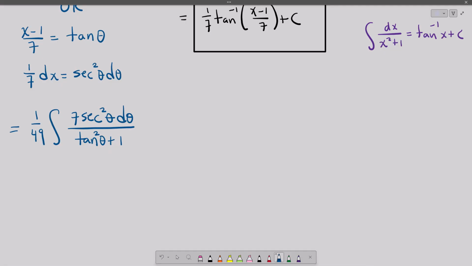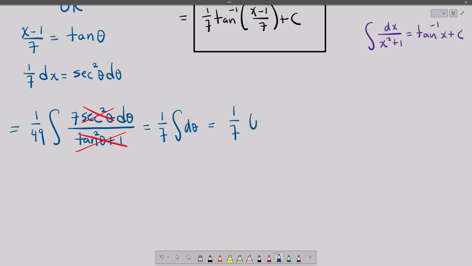And what is tangent squared plus 1? Secant squared, right? Tan squared plus 1 is secant squared. That's our classic Pythagorean identity. We extend here, come down. This side is tangent theta. This hypotenuse is secant of theta. And that distance across there is 1 because we're on a unit circle. So 1 plus tan squared is secant squared, Pythagorean theorem. So that means that this secant squared is going to cancel with this entire denominator, which becomes the secant squared. So we're left with 1/7 integral of d theta.